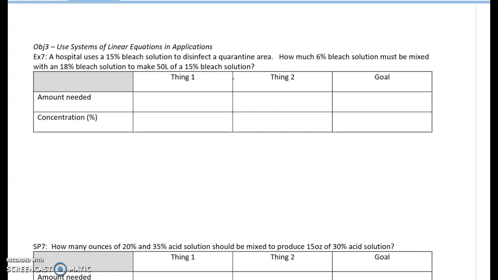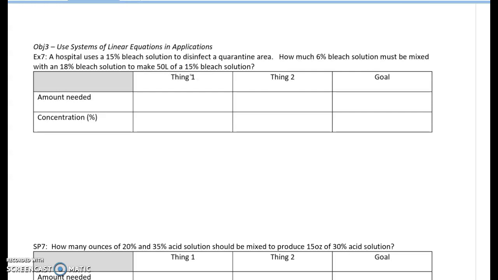And thing 1 plus thing 2 equals your goal. And then you're always going to have two different variables to work with. One in this situation is how much do you need, the amount needed. And then in this example, it's the concentration. So if you're mixing two things together, it's about how much do you need and what is your goal as far as concentration, or sometimes it's about mixing colors together, but you'll know from the problem what this is referring to. So let's talk about how to fill this in to help us out.